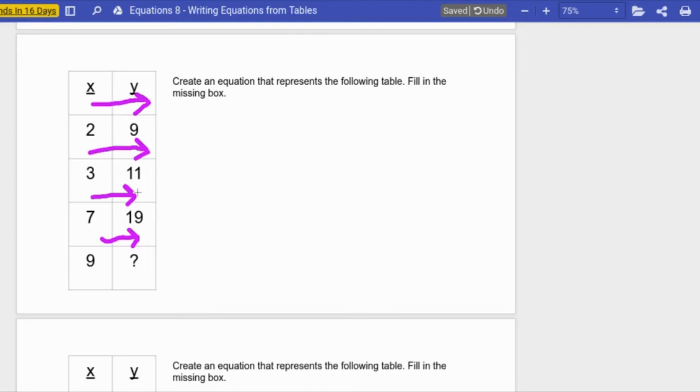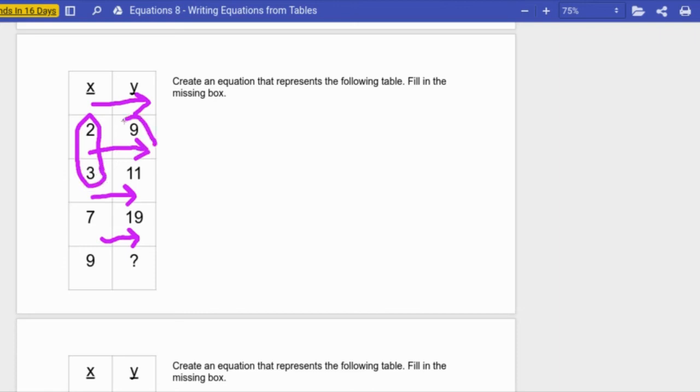So I'm not adding, and I'm not multiplying, and I'm not dividing, and I'm not subtracting because my output is bigger than my input. That tells me I probably have a two-step rule. So I'm going to have a two-step equation. And I could guess and check, but there is a little bit quicker way so that you don't have to guess and check. If you look at your X column, find two X values that are right next to each other. So I have a 2 and a 3.